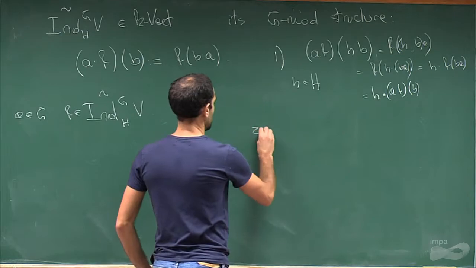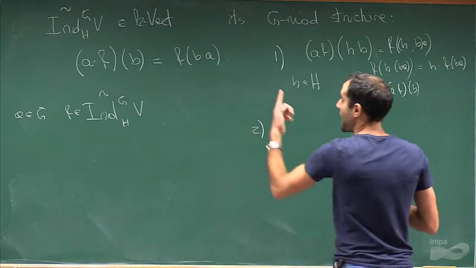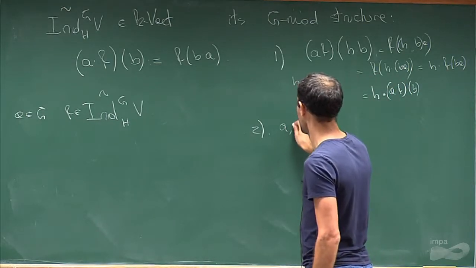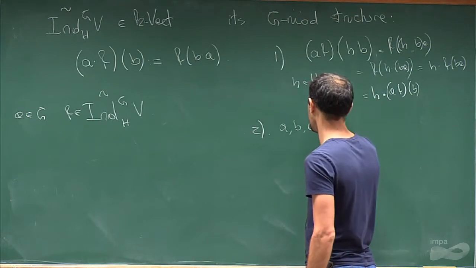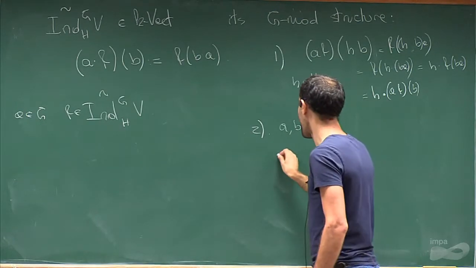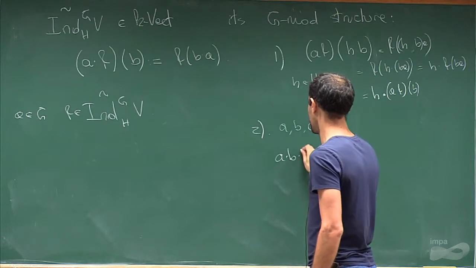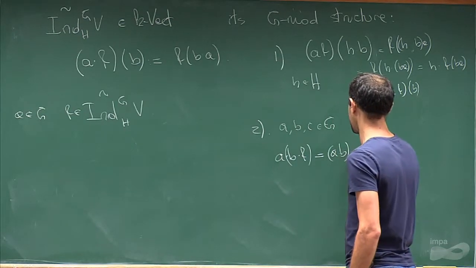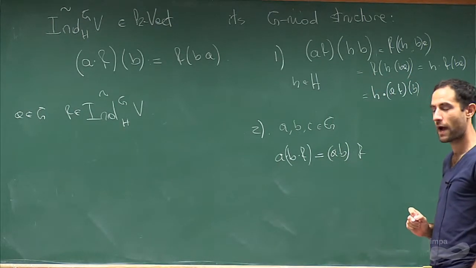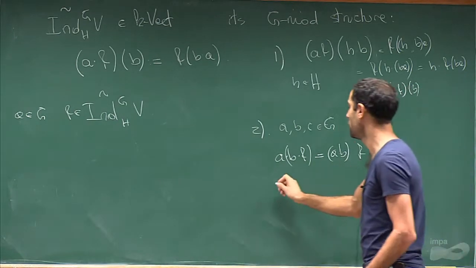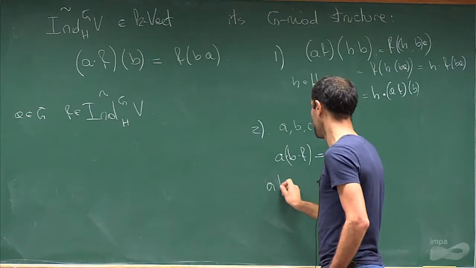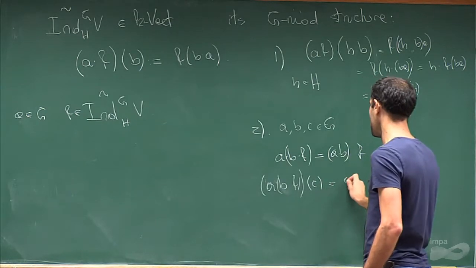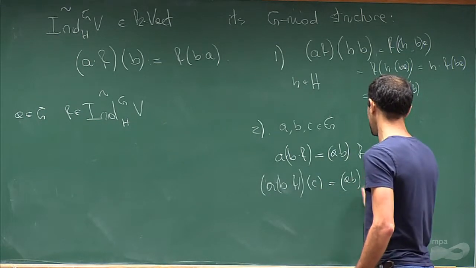And two, now I need to check that this is an action of the group G. So for every A, B, and now C in G, what I need to check is that A acting on B acting on F is equal to A times B acting on F. So that's having a well-defined action. For these two functions to be equal, this means that for every C, A acting on B acting on F evaluated at C should be equal to AB acting on F evaluated at C.